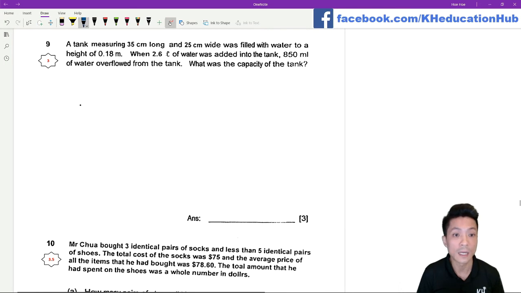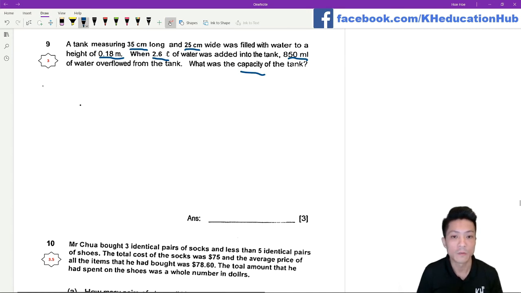Question 9. A tank measuring 35 cm long, 35 cm wide, was filled with water to a height of 0.18 meter. When 2.6 liters of water was added into the tank, 850 ml of water overflowed. So what's the capacity of the tank?